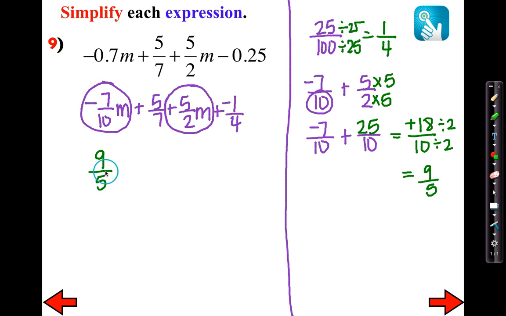But again, please don't forget, this is something that some students do, is they forget the variable. So make sure it's still there. Next, what we're going to do is combine the constants together.